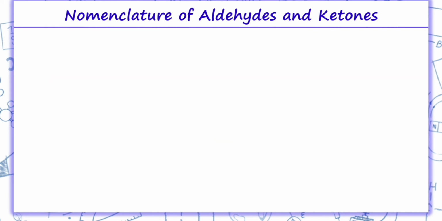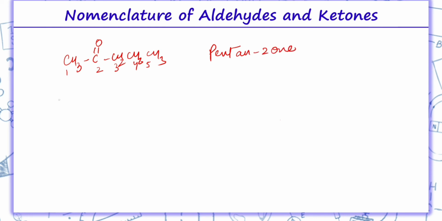Coming on to the IUPAC of ketones. So we have CH3COCH2CH2CH3. So here we will write 1, 2, 3, 4, 5. Thus, its IUPAC name will be pentan-2-one.